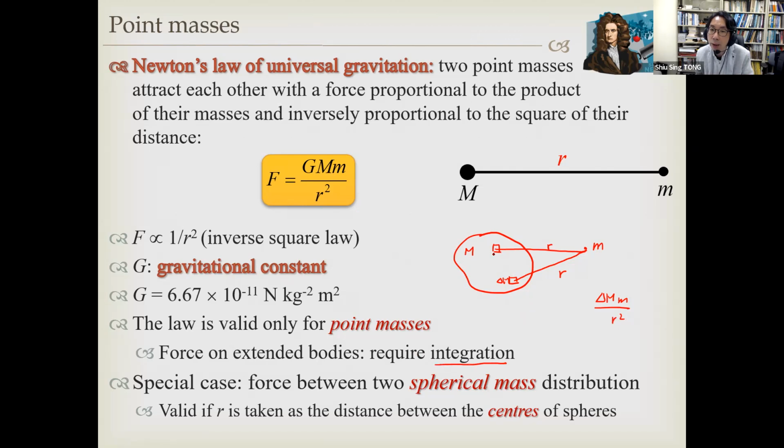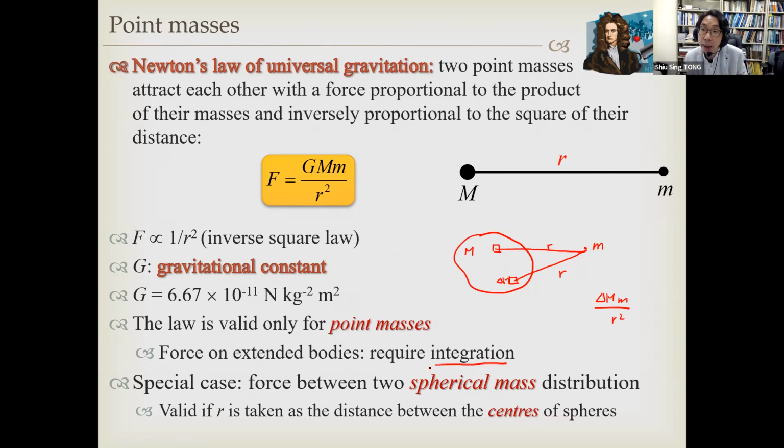You have to divide this object into many, many small pieces, and you add up the forces between each of the pieces with the small m, and that sum will eventually become an integration when my pieces of mass are getting very small. Okay, so you have to do an integration.